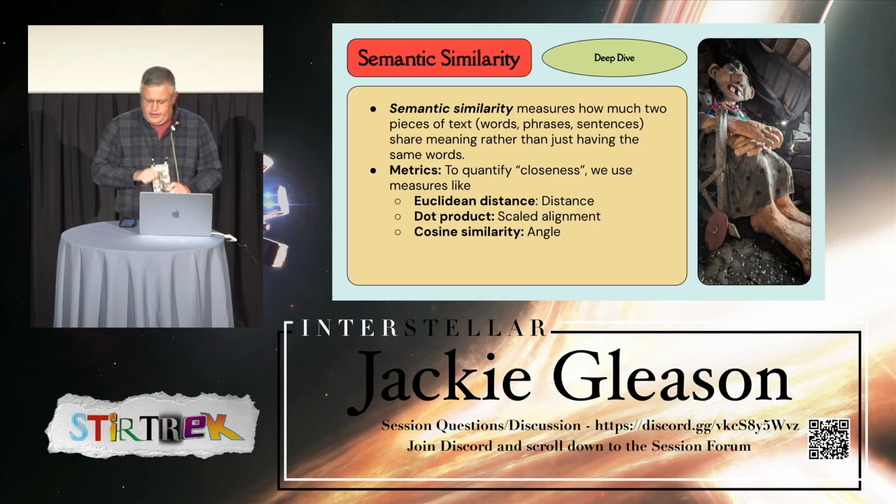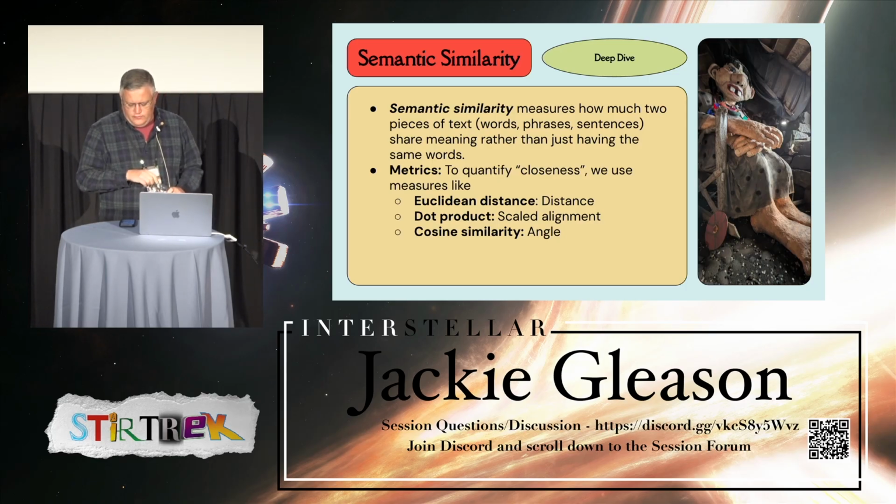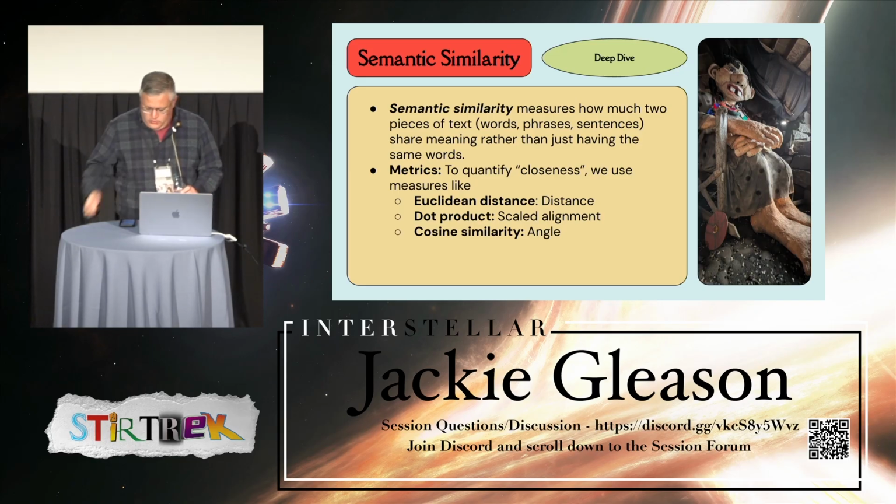Dot product is a kind of hybrid between the two. It factors both direction and magnitude. It's useful when magnitude carries meaning in your application, like user activity levels in a recommendation system, or when your embedding model was specifically trained using dot product loss, which is a specific type of training.